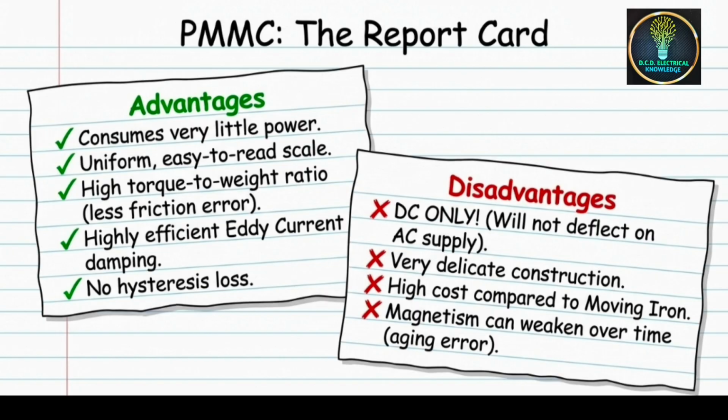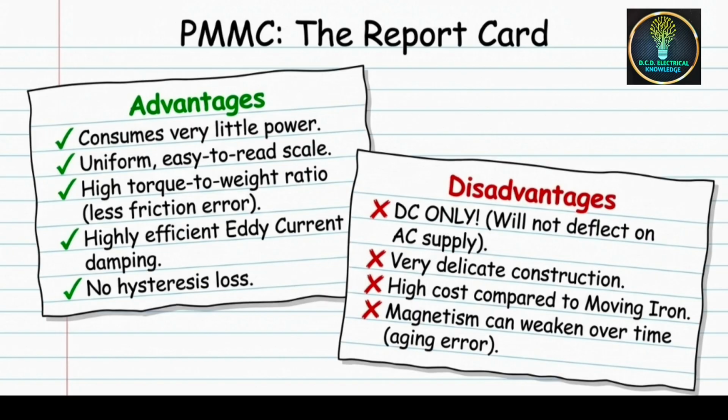PMMC, the report card. Advantages: consumes very little power, uniform, easy to read scale, high torque to weight ratio, less friction error, highly efficient eddy current damping, and no hysteresis loss.